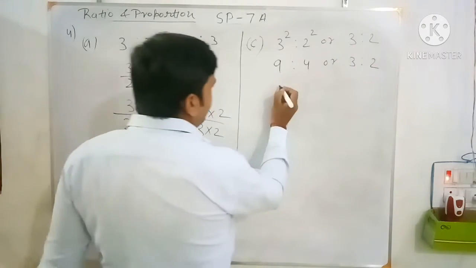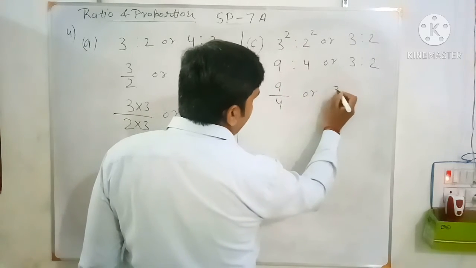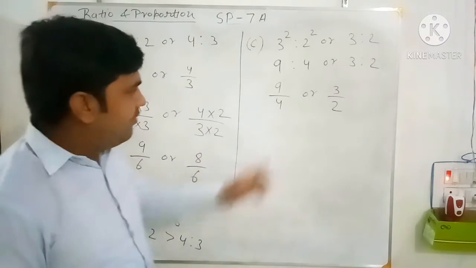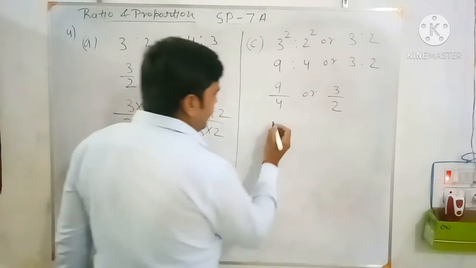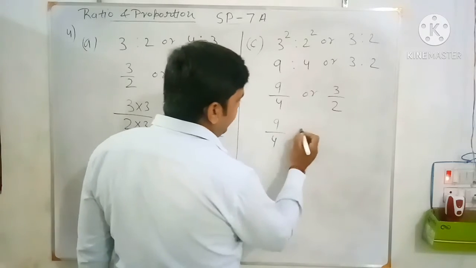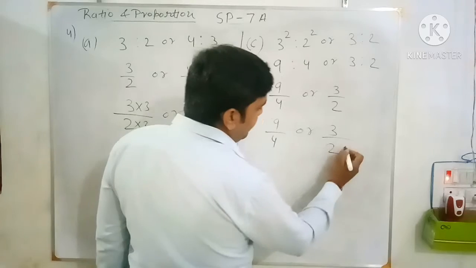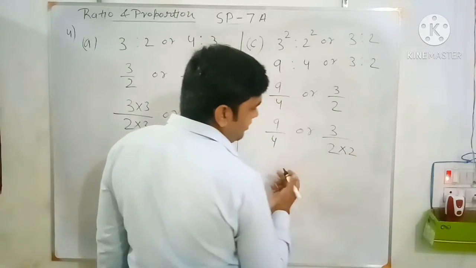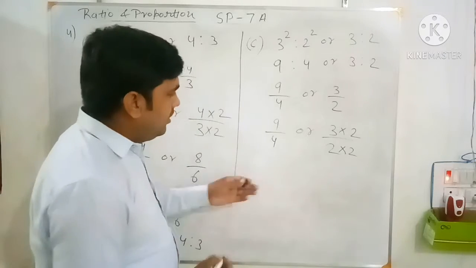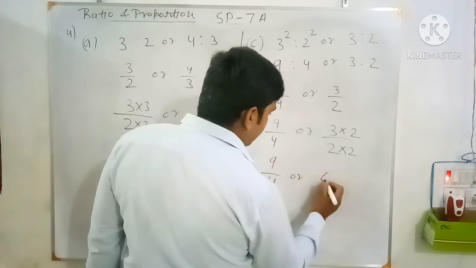Now again we convert into fractions. 9 is to 4 can be written as 9 by 4, and 3 is to 2 can be written as 3 by 2. Again make the denominators equal to the LCM. The LCM of 4 and 2 is 4. The first denominator is equal to the LCM only, so no need to do anything in this. But what do you multiply the denominator 2 of the other fraction by to get 4, the LCM? 2, and multiply the numerator by 2 also. Now you get the values 9 by 4 and 6 by 4.